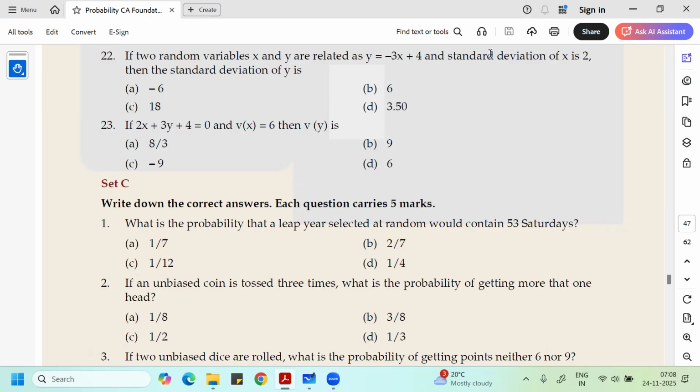So what is the probability that you get more than one head? They're asking about two heads or three heads. Two heads has probability 3 by 8, and three heads has probability 1 by 8. So the total probability of more than one head is 3 by 8 plus 1 by 8, which is 4 by 8 or 1 by 2. Question number 2, the answer is option C, 1 by 2. These are simple questions and you can do them verbally; you don't need to write anything down to get the answer.